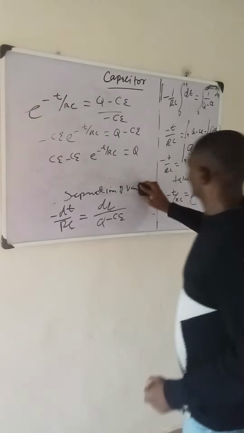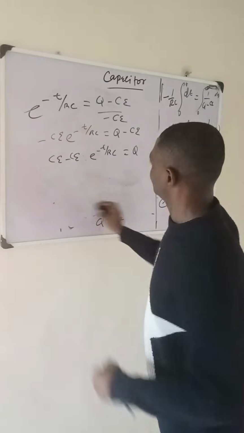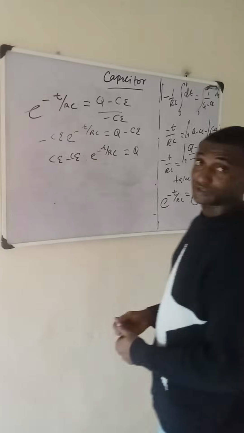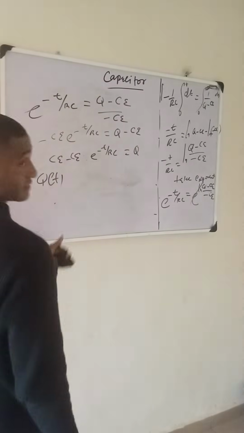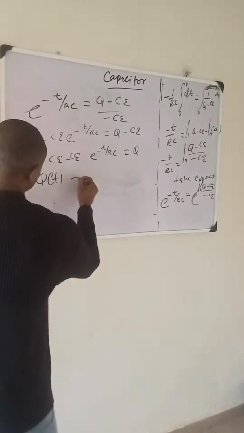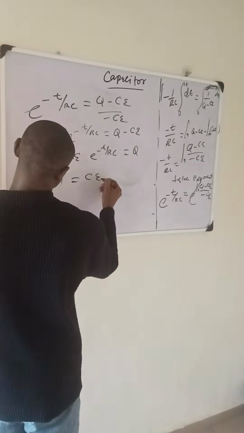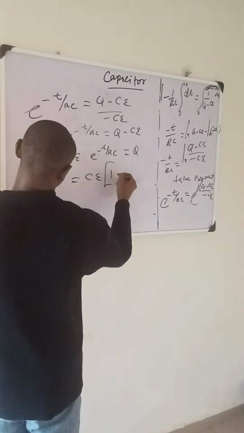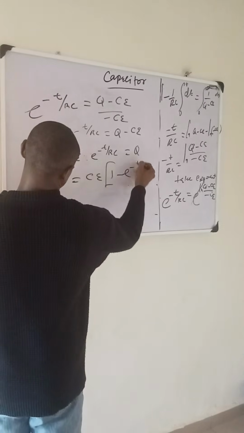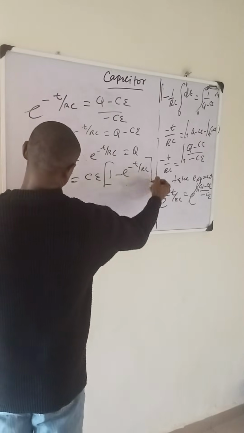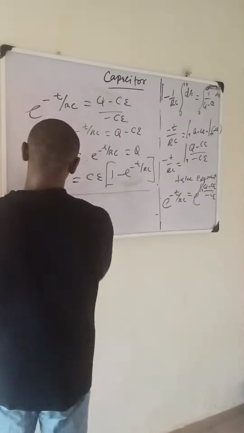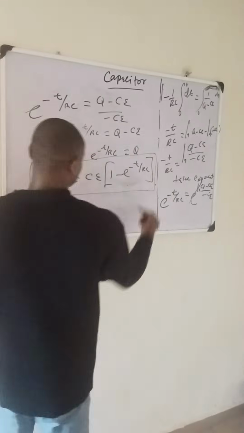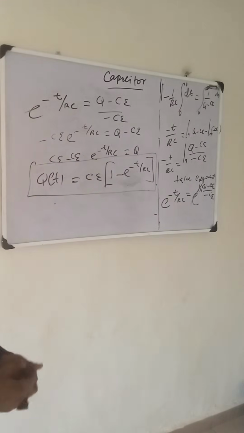So now we've got to the function we're talking about. The charge as a function of time is the same thing as saying CE into 1 minus exponential negative t over RC. This is the equation we're looking for.